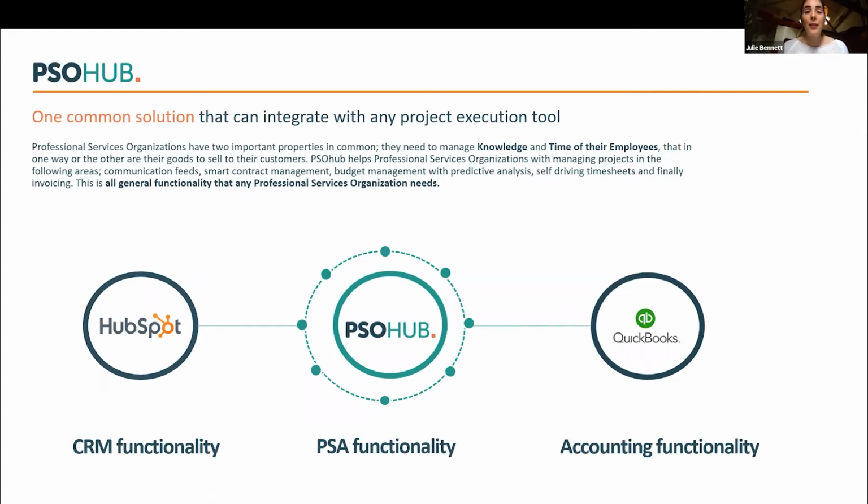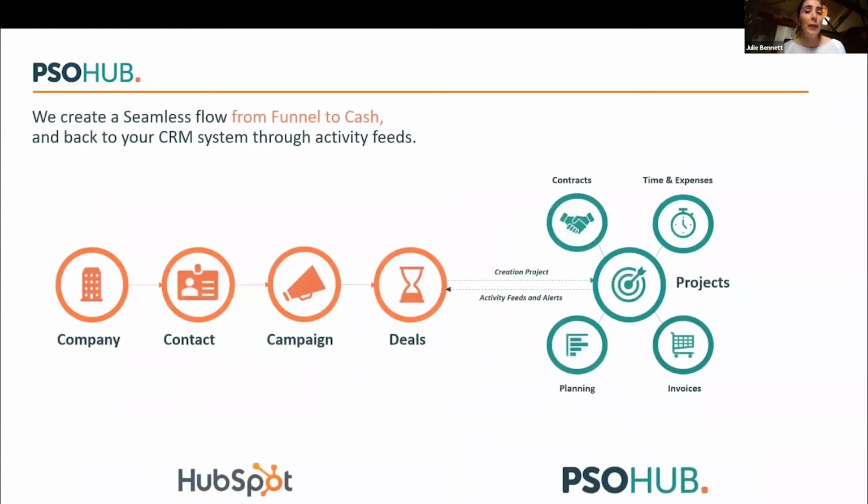Now, this slide shows you the flow from funnel to cash that happens when you integrate PSOhub with HubSpot. This is the flow that I'm going to follow today when I do my overview demo. So we will go into HubSpot to start with. We have our companies and contacts and campaigns and deals. And I'm going to promote a deal into a project.